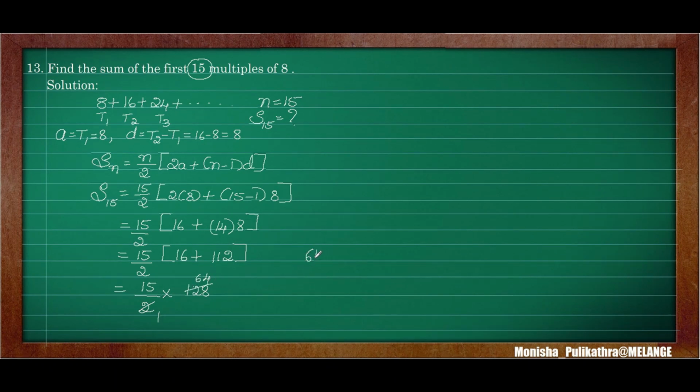Now we need to multiply 64 into 15. 5 fours are 20, 2 carry. 5 sixes are 30, plus 2 is 32. So it will be 960. So the sum of the first 15 multiples of 8 is equal to 960. The answer is 960.